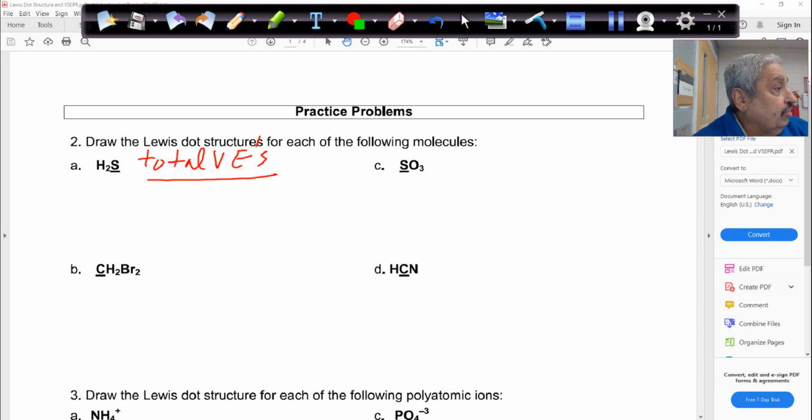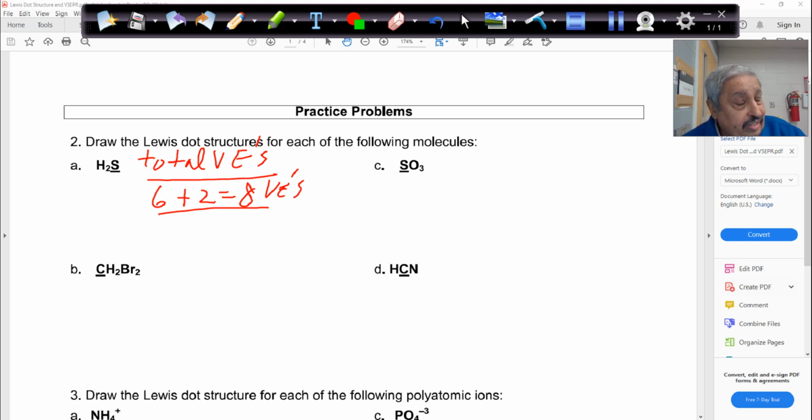Sulfur 6, group 6A or 16. So 6, and hydrogen group 1, so 2 of hydrogen. So we have 8 valence electrons, 8 VEs. That's the total. How many total do we have here? Oxygen is 6A or 16, sulfur 16, that's 4 multiplied by 6, not 16. 6 multiplied by 4. So 4 multiplied by 6, 24 VEs.